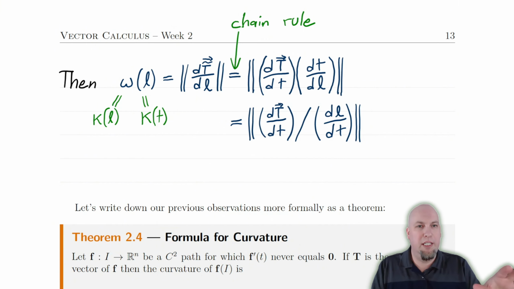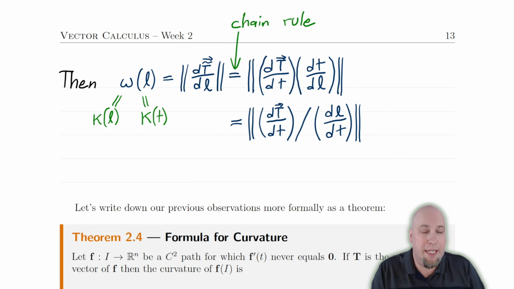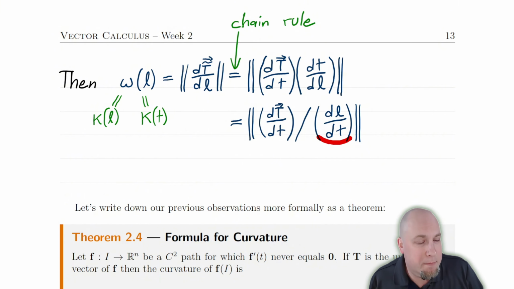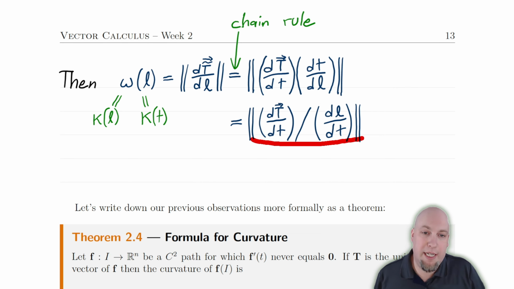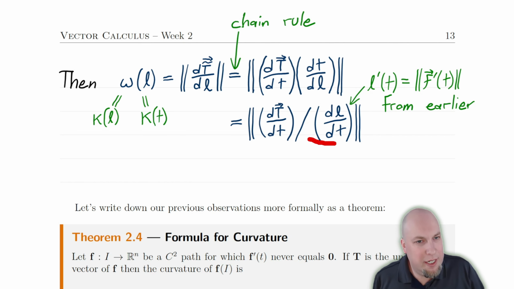Assuming that things are sufficiently nice, you need your velocity function to never equal zero so that you can actually divide by this quantity, and you need your functions to have nice derivatives for this step to be justified. But at a surface level, dt by dL, if I flip that around and divide by it instead of multiplying, is now dL by dt. Now this is a computational formula, because on the left, that's just the derivative of the unit tangent vector. I know how to compute that.